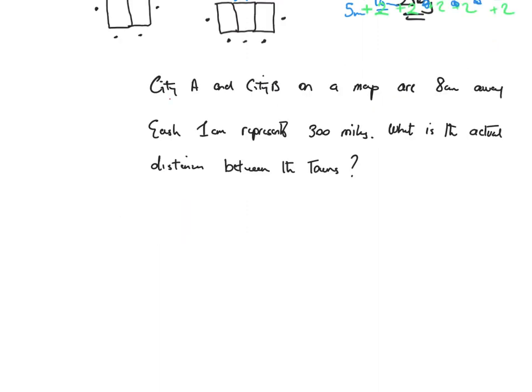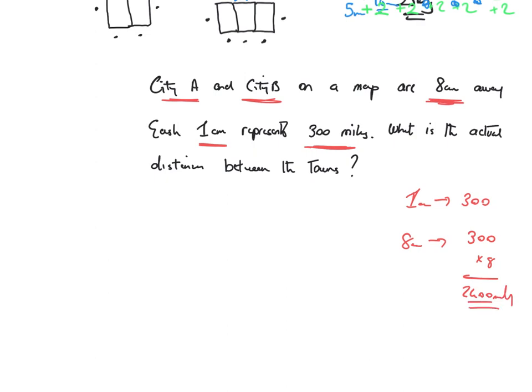Okay, final question. We've got city A and city B on a map are 8 centimetres away from each other. Okay, that's on the map. Each 1 centimetre represents 300 miles. What is the actual distance between the towns? Okay, so 1 centimetre represents 300 miles. So if we want 8 centimetres, because that's the distance from city A and city B on the map, we need to get that 300 and multiply it by 8. You can do that in your calculator and that will give you 2,400 miles.